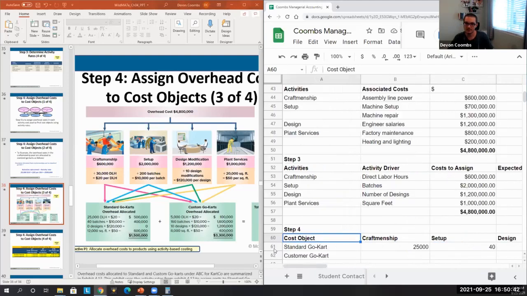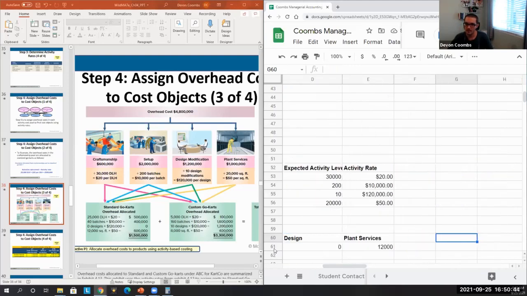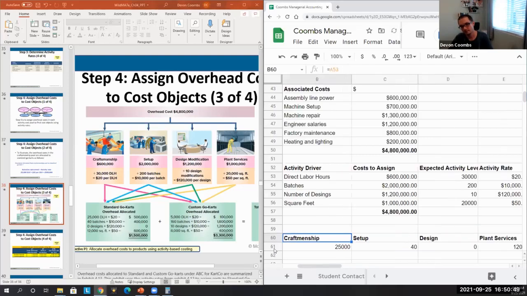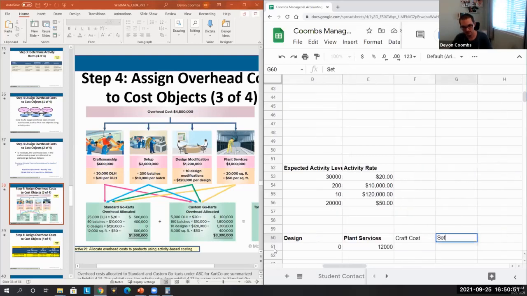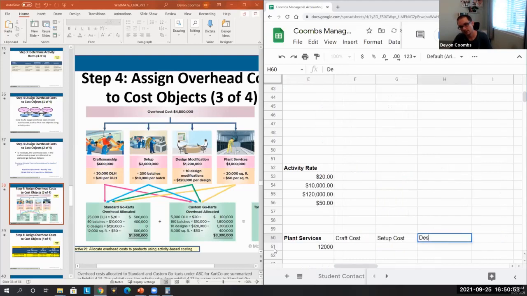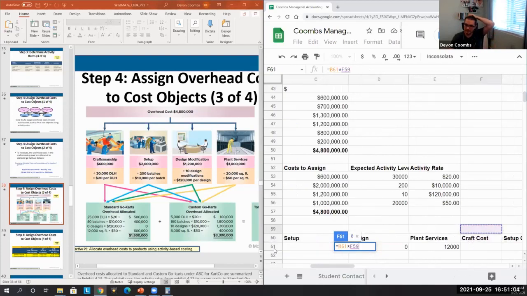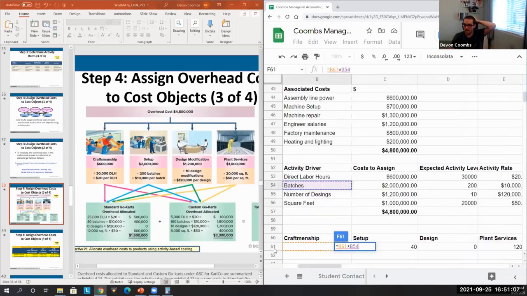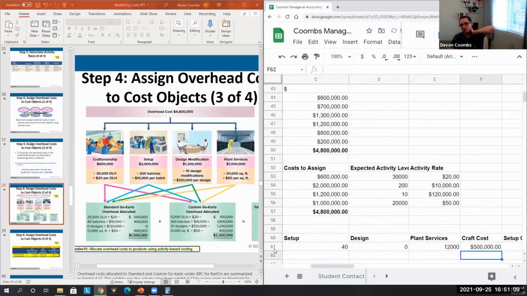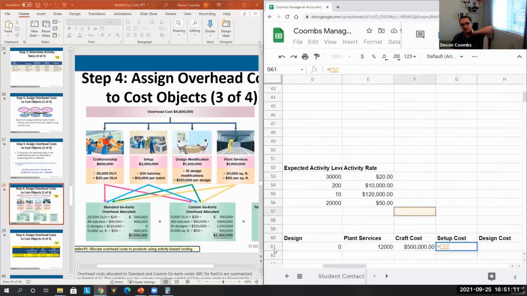So craftsmanship. So we'll do this: craft cost, setup cost, design cost, and services cost. What we're going to do is multiply these activity drivers and the activity hours by the rates we calculated above. So $20 times that.